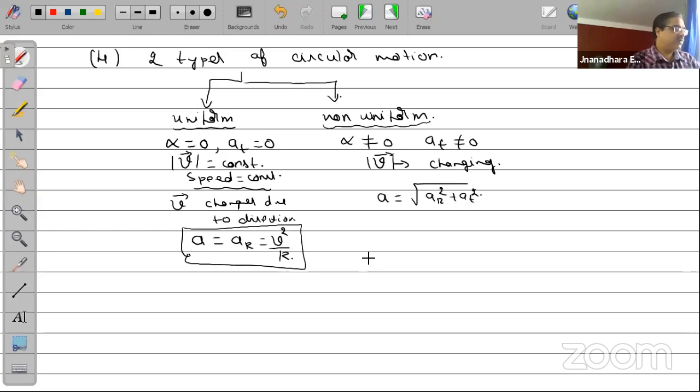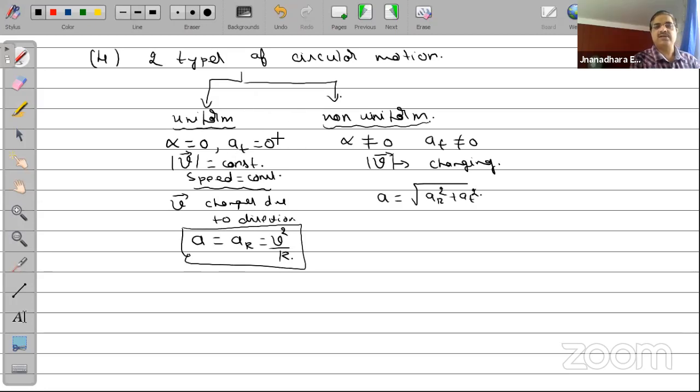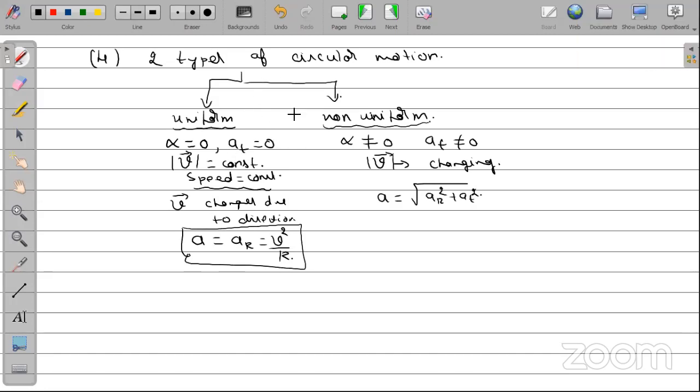If you all are okay with this, I think I have completed whatever I wanted to tell you about two-dimensional motion. Now we can take up problems, questions, MCQs for solving. Are you all okay with this? Students, can I move on? Yes, sir.